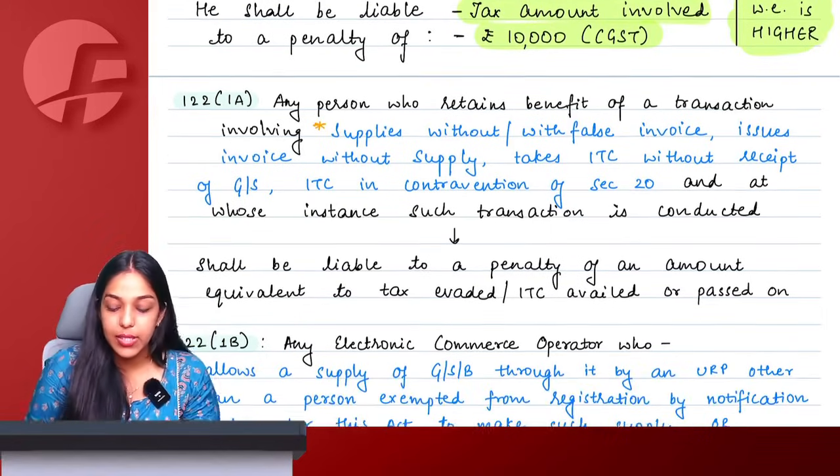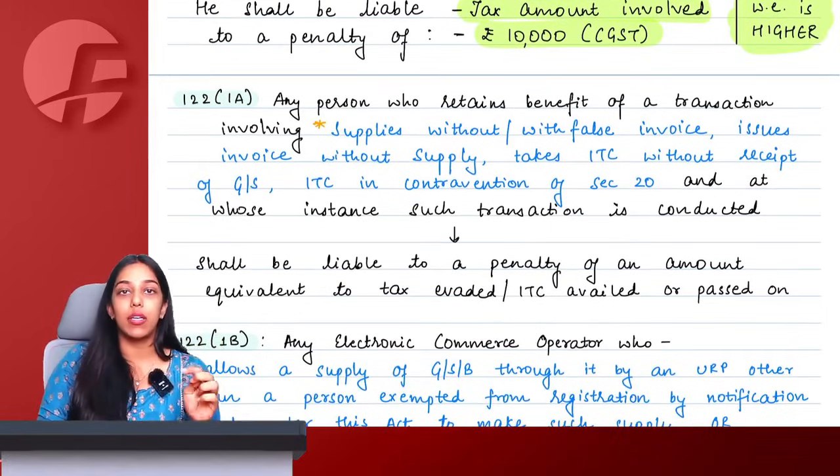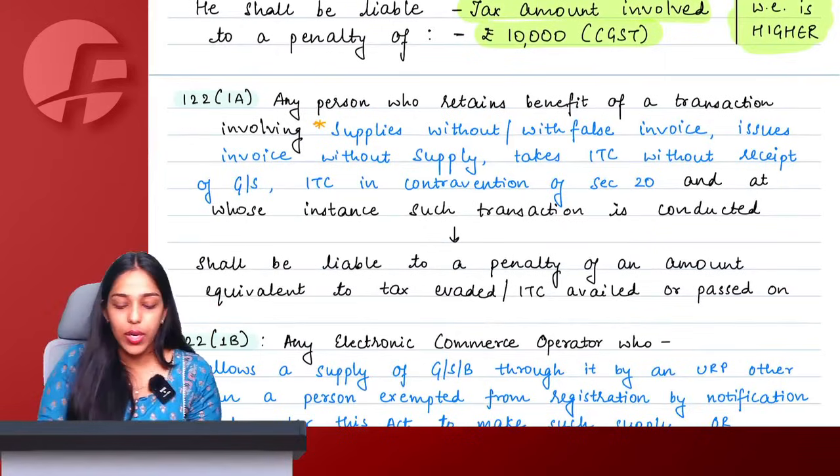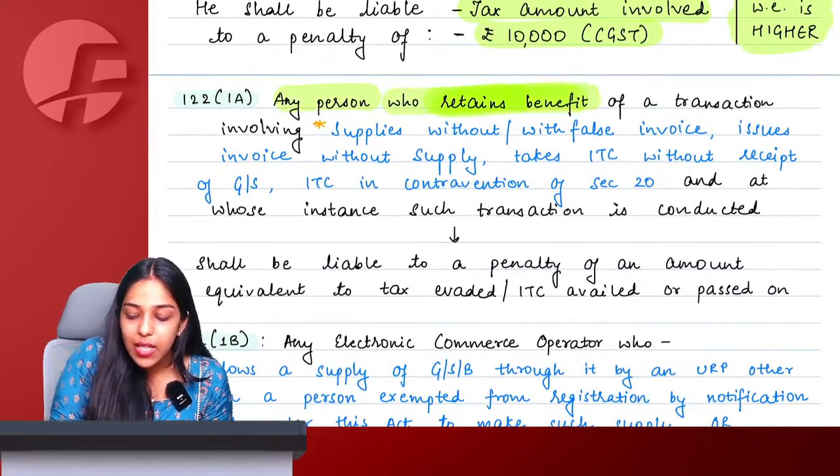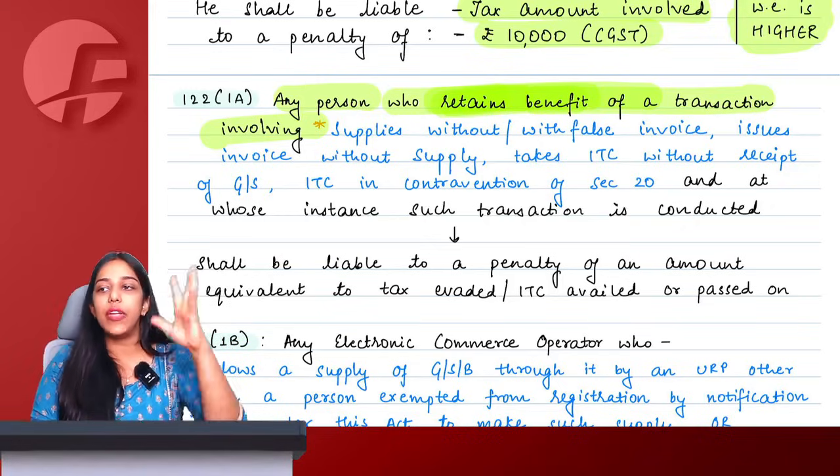So here government is saying that if there is any person who is a mastermind behind this, we are saying any person who retains the benefit of a transaction. Let us say a fake invoice is issued.